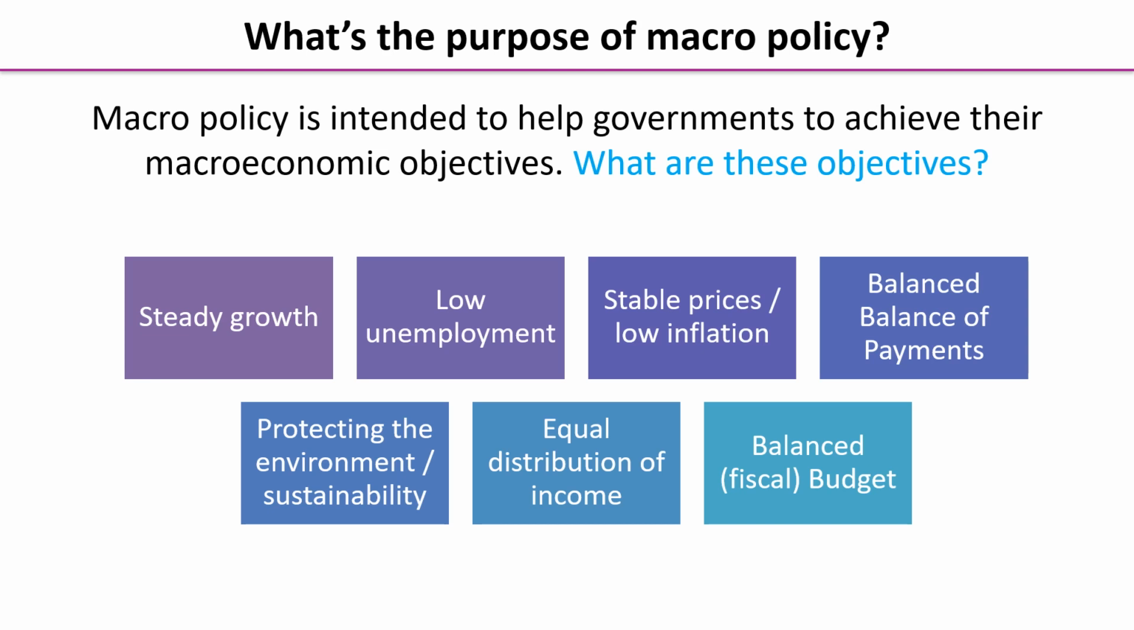Right, coming along the bottom then, some extra objectives that increasingly we add in. Something on the environment or sustainability. In the middle, something about equity, something about the fairness of the distribution of income. The UK is a very unequal society, as I'm sure you know. And then something about the fiscal position. So something to do with the budget, whether it is a target to return to a balanced budget at some point in the future.